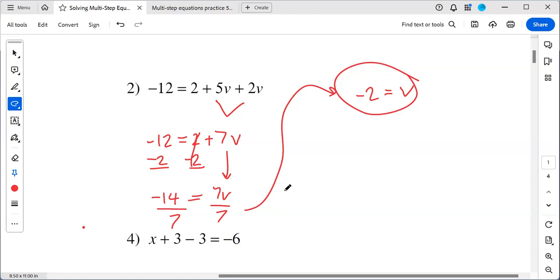At this point, I want you to go ahead and try 3 and 4. Pause the video now, try 3 and 4. When you finish, come back to the video and check your work.